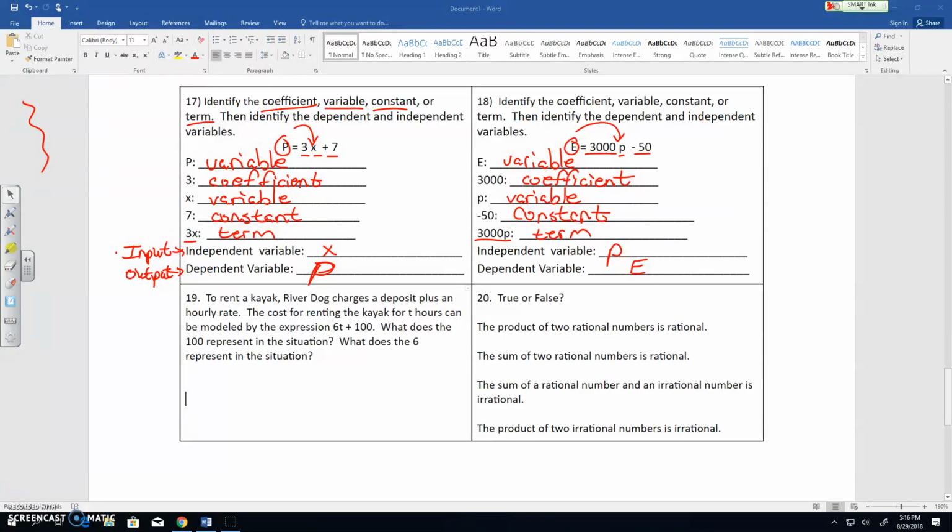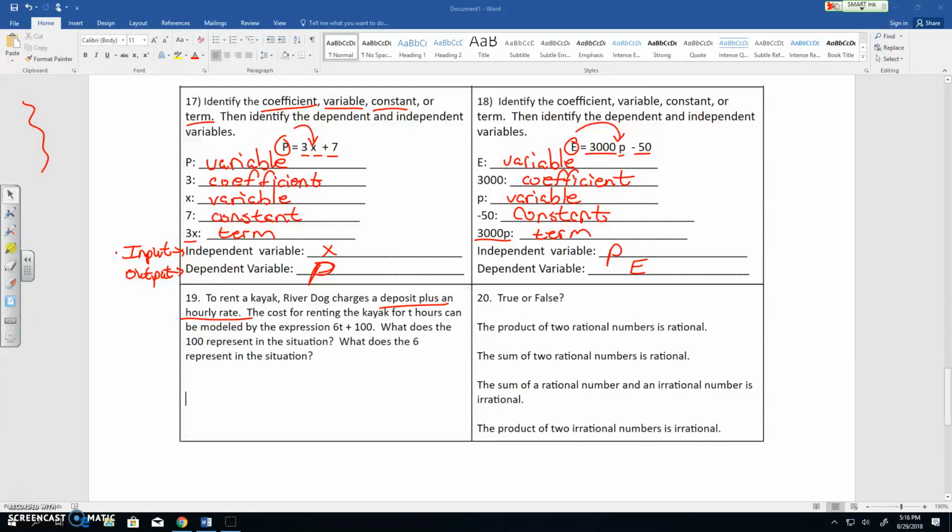Last two questions. To rent a kayak, River Dog. That's a pretty cool place downtown, isn't it? We can go down, get one of those paddle boards and paddle down the creek, right? So down there at River Dog, they'll rent those to you, and they charge a deposit plus an hourly rate.